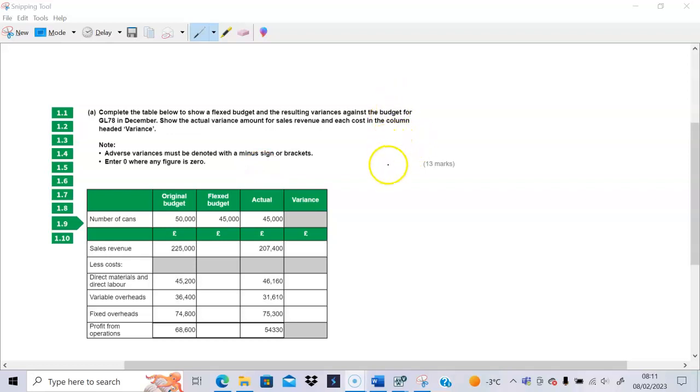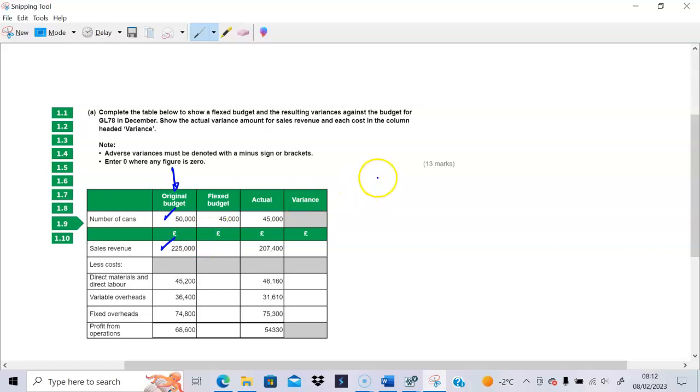Okay, so great. This is a flex budget question. It's a great question to be comfortable with. This original budget gives you an idea of what the unit or the standard costs are, right? So this is telling us, listen, the plan was to make 50,000 cans. This is the sales revenue.